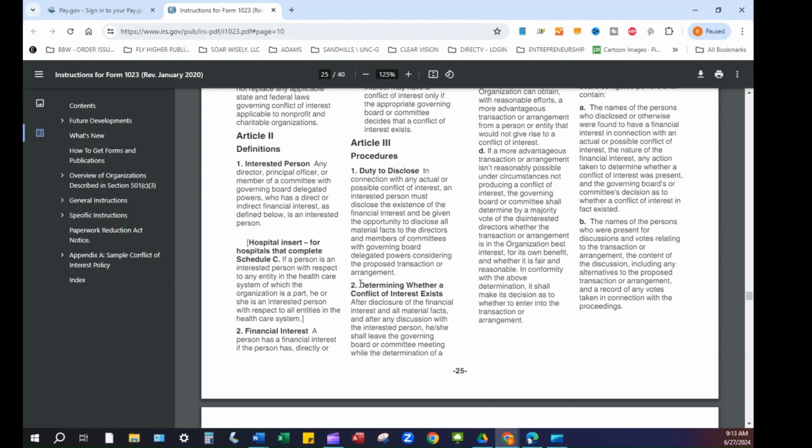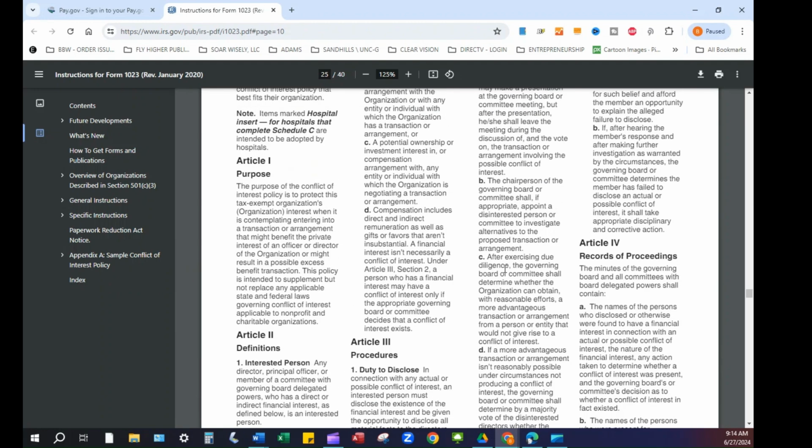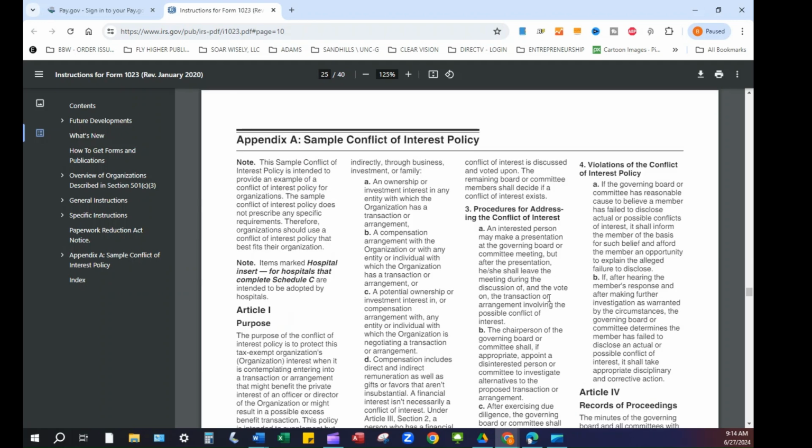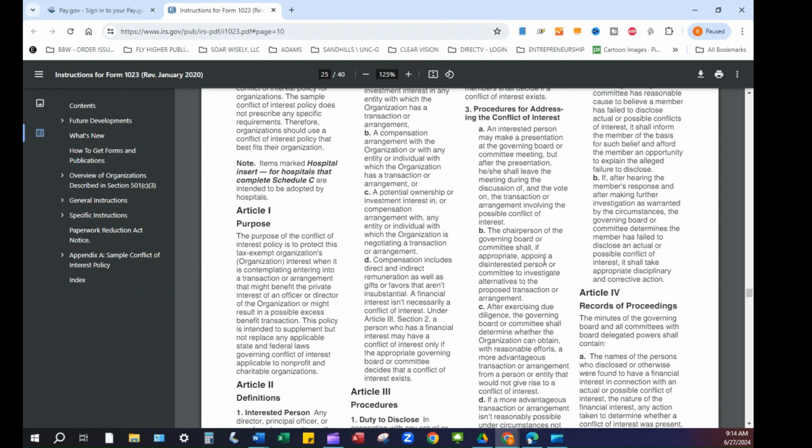Then it tells you the procedures. Then determining whether a conflict of interest exists. In the meeting, that's what you'll be doing, determining if there's a conflict of interest. Does it really exist? In this case, it really does. Then it says procedures for addressing the conflict of interest. It tells you exactly what to do.